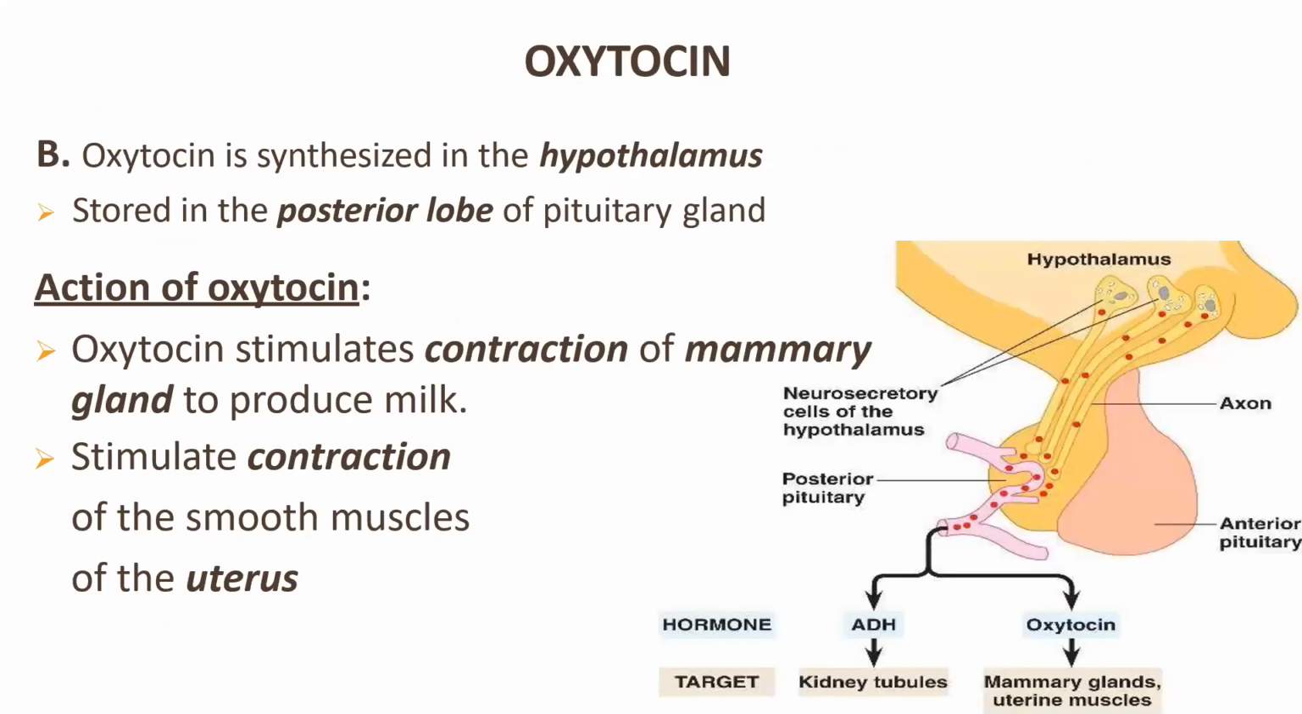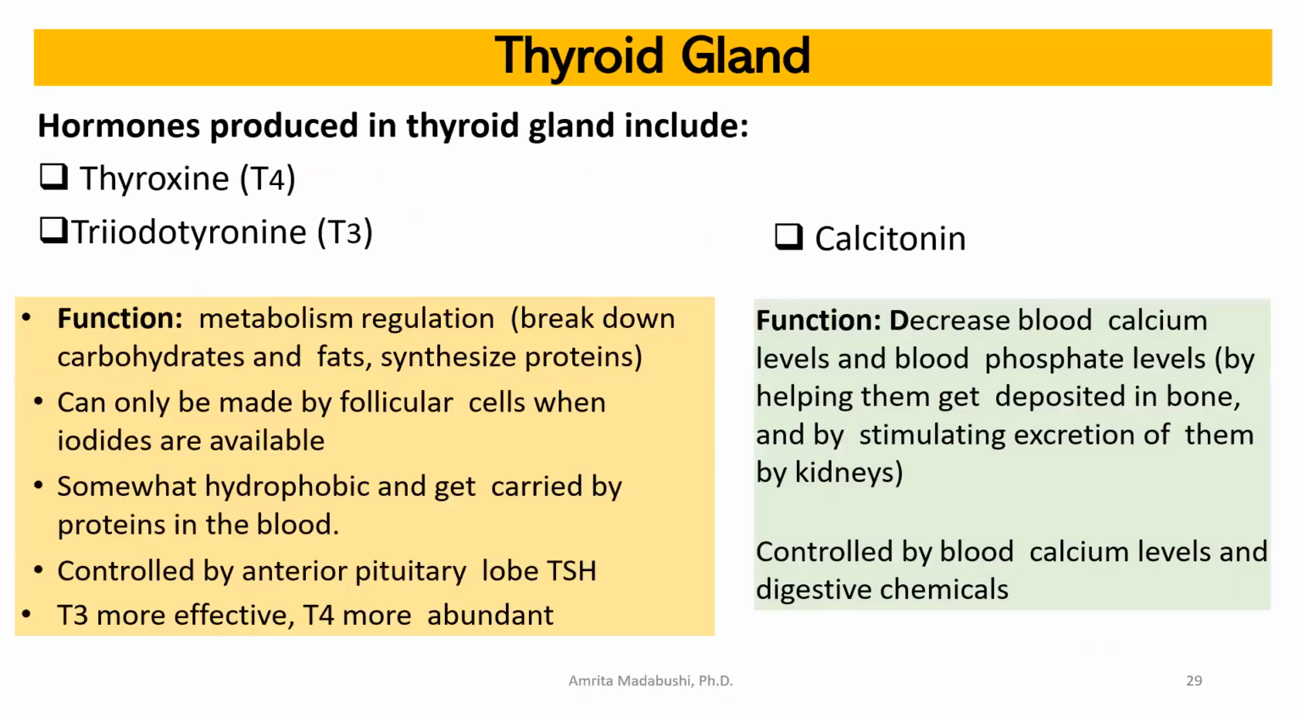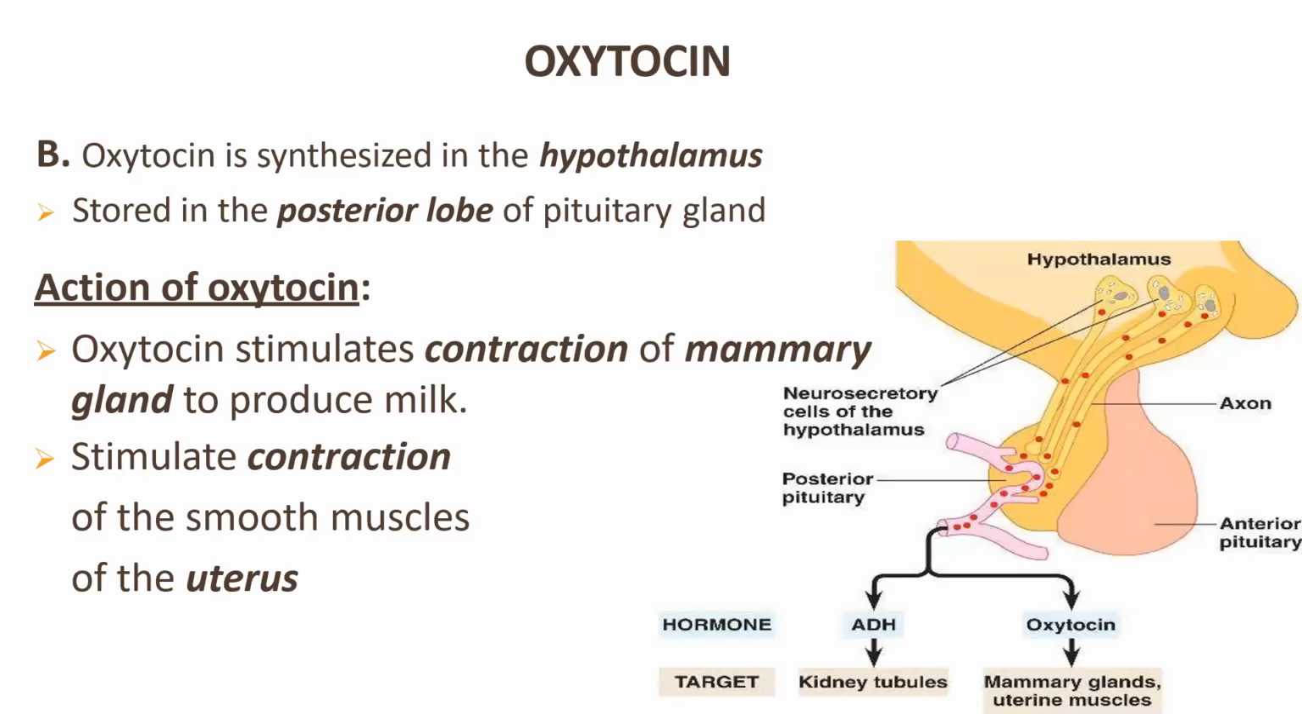Then comes, I believe, the last one, oxytocin. Oxytocin is synthesized in the hypothalamus again, but where is it stored? Again, in the posterior lobe of the pituitary gland. It results in contraction of the mammary gland to produce milk. So one is related to water, the other related to milk, and it also results in the contraction of smooth muscles of the uterus.